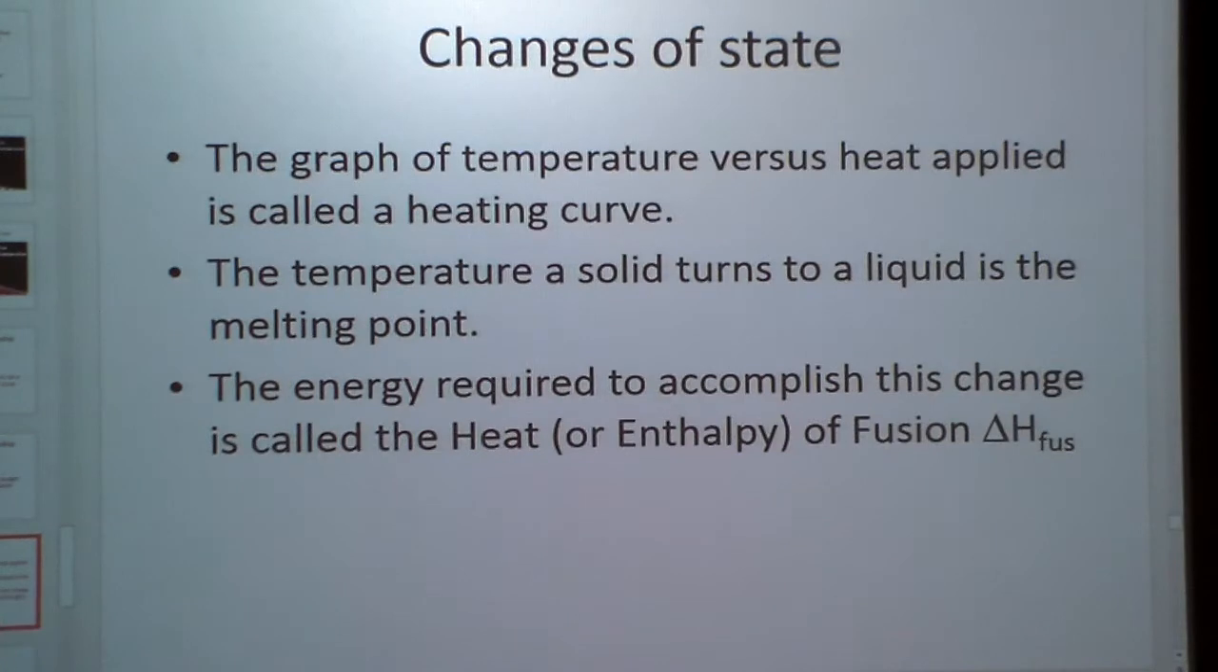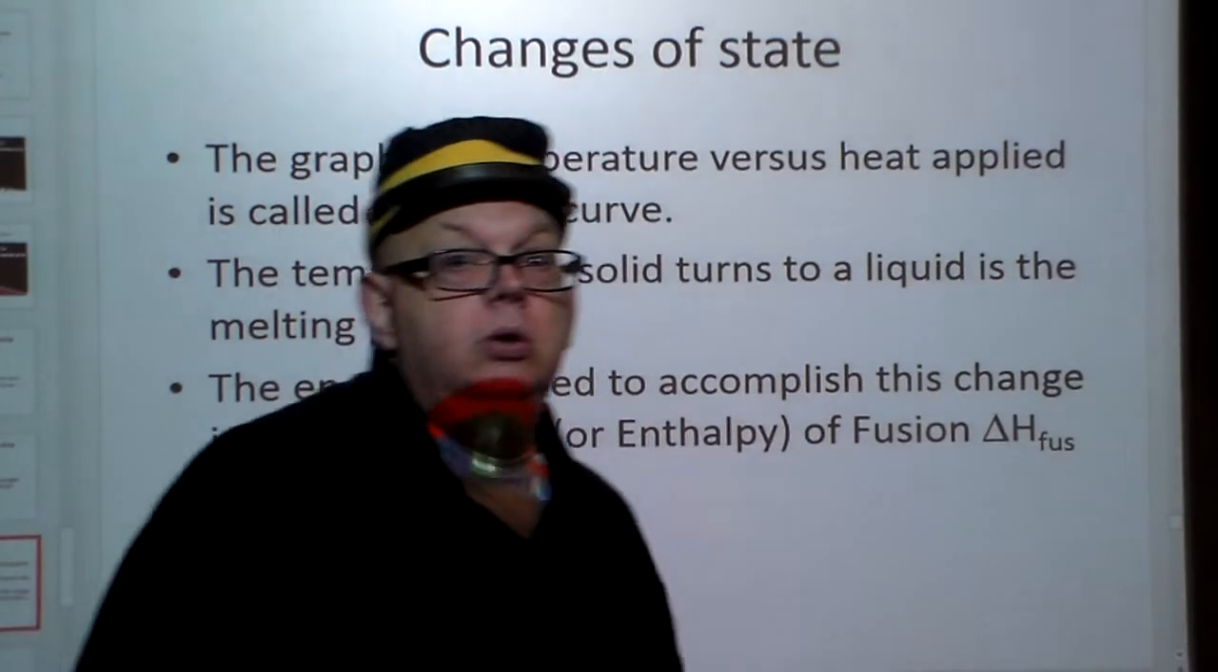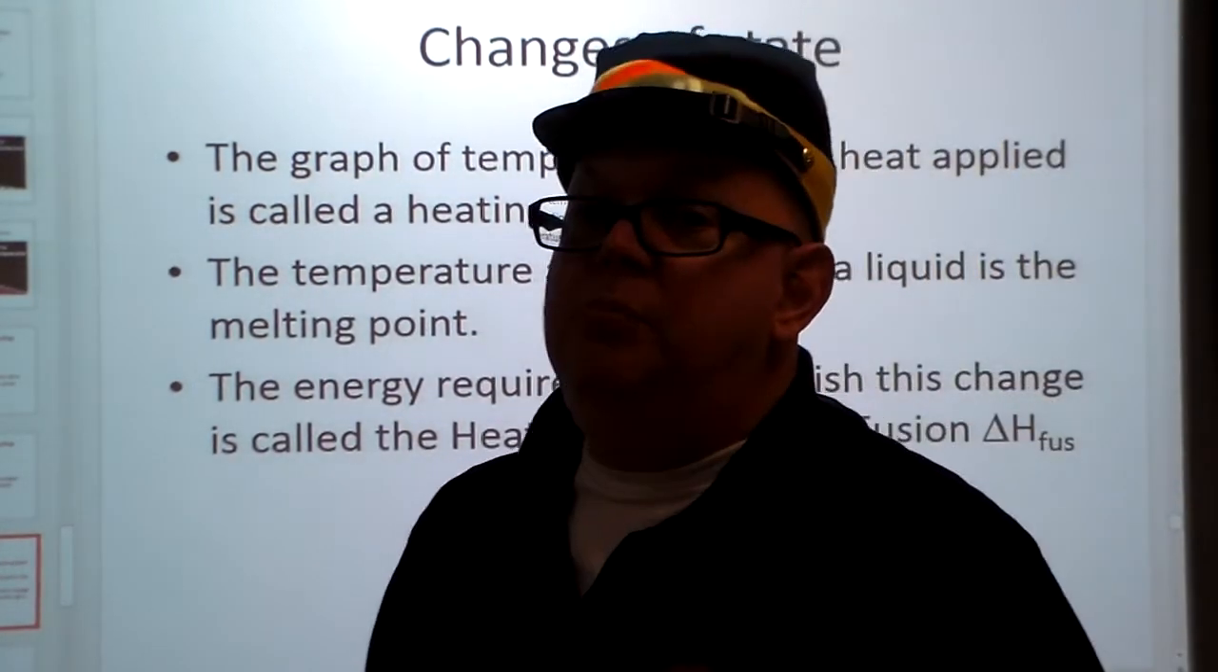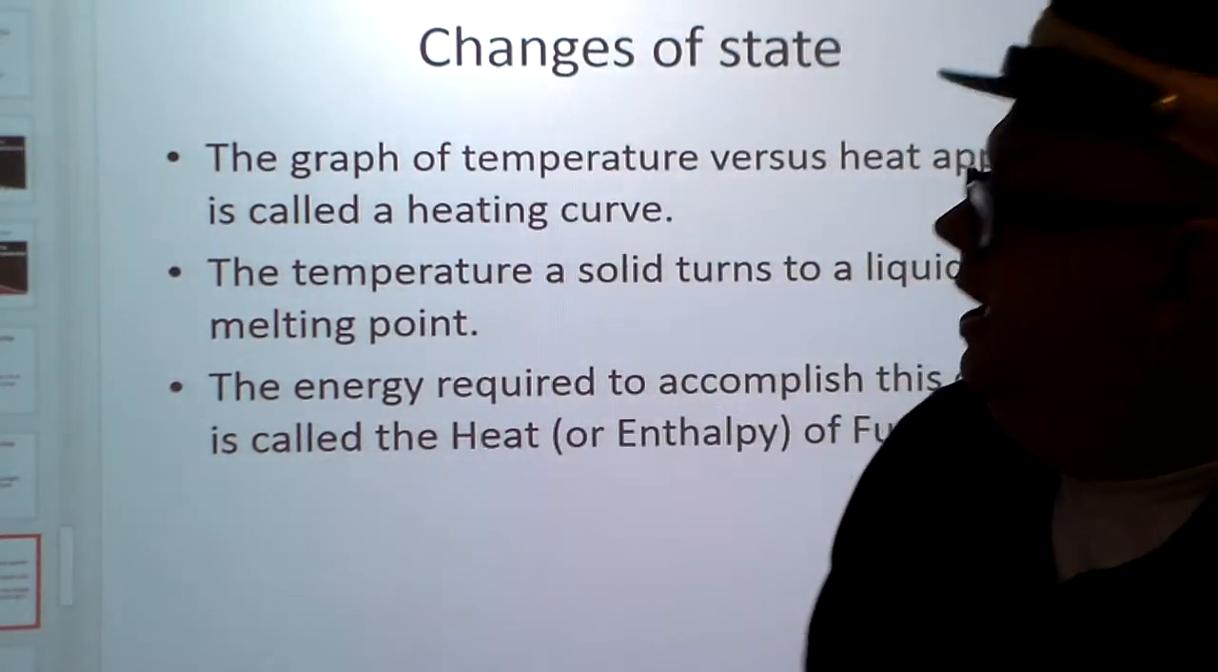Moving on, changes of state. The graph of temperature versus heat applied is called a heating curve. The temperature of a solid turning to a liquid is the melting point, and the heat required to accomplish this change is called the heat or enthalpy of fusion. There's also the heat of vaporization, which is still delta H, that's also enthalpy. Remember, enthalpy is the total energy involved.